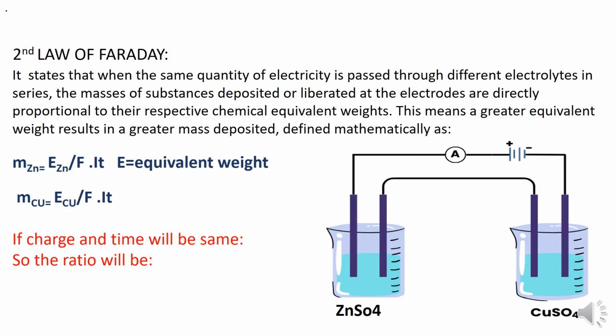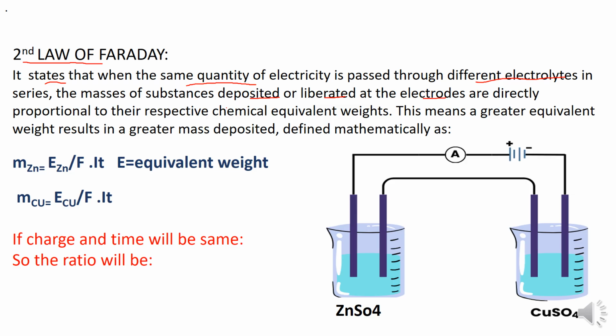Now we are discussing the second law of Faraday. It states that when the same quantity of electricity is passed through different electrolytes in series, the masses of substances deposited or liberated at the electrodes are directly proportional to their respective chemical equivalent weights.